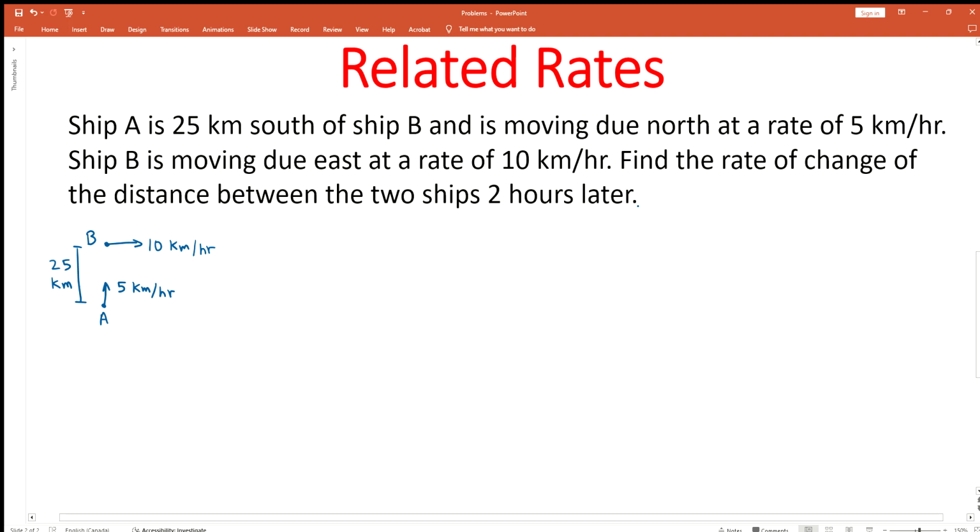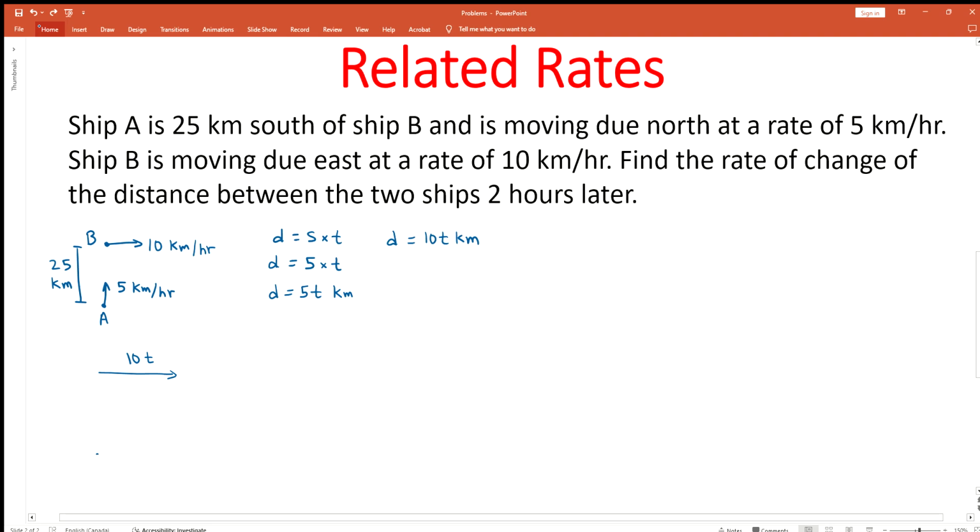In T hours, ship A will travel a distance of 5T. The formula for distance is speed times time. The speed of ship A is 5. So ship A will travel a distance 5T kilometers in T hours. Similarly, ship B will travel a distance 10T kilometers in T hours. We can draw the second diagram like this. So this is the distance ship B travels.